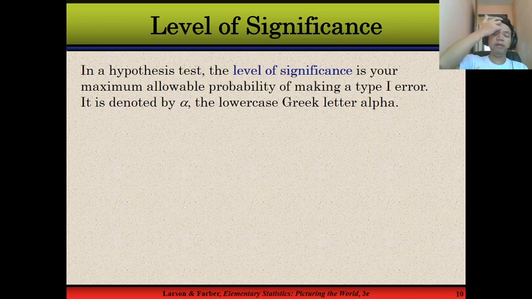Okay, so level of significance. So this will be another term. In a hypothesis test, the level of significance is your maximum allowable probability of making a type 1 error. So it is denoted by alpha. So, yung small Greek letter na alpha, yun yung ating level of significance symbol.